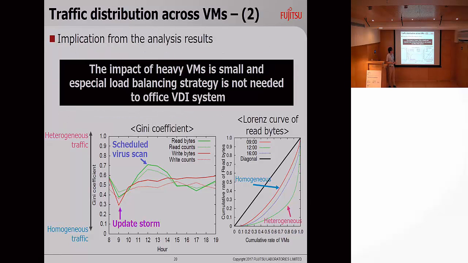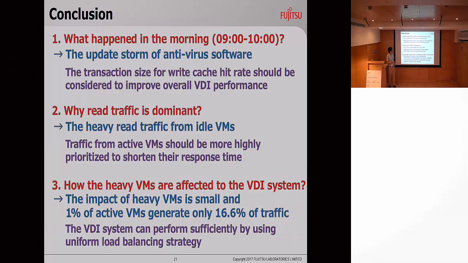We imply that the impact of a heavy VM is small, and special load balancing strategy is not needed for office VDI system. Next, I'd like to conclude our analysis result. First, there was an update storm of antivirus software. Our implication is that transaction size should be considered to improve the entire VDI system.